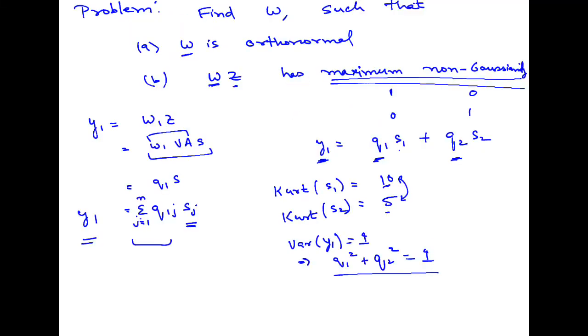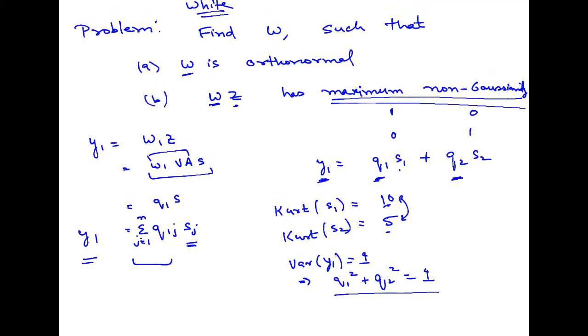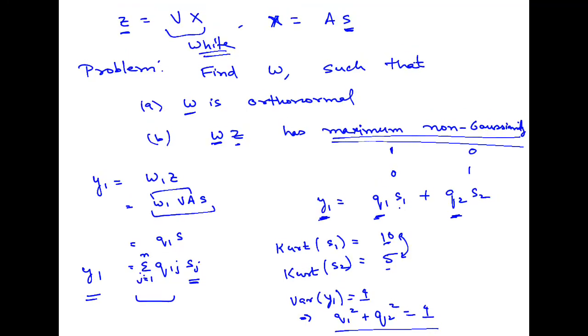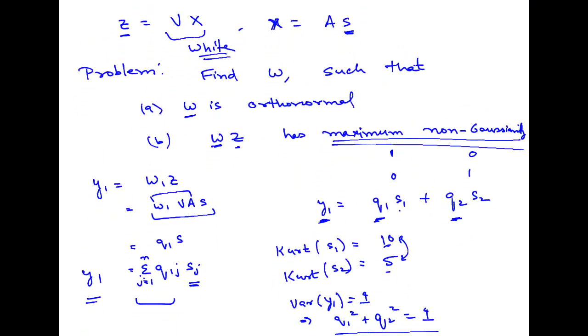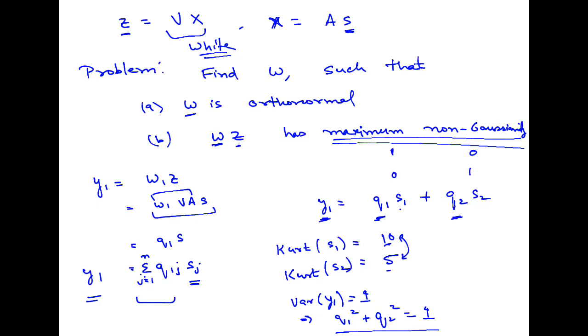In that, y1 is already S1. Y1 is S1 by definition only. No, y1 is not S1. I want to find a W such that WZA equals S. So S is the unknown signal, A is the unknown mixing matrix. So this is unknown, and this is also unknown. But this is known. This is a known observation. I can whiten it. So this is also known.